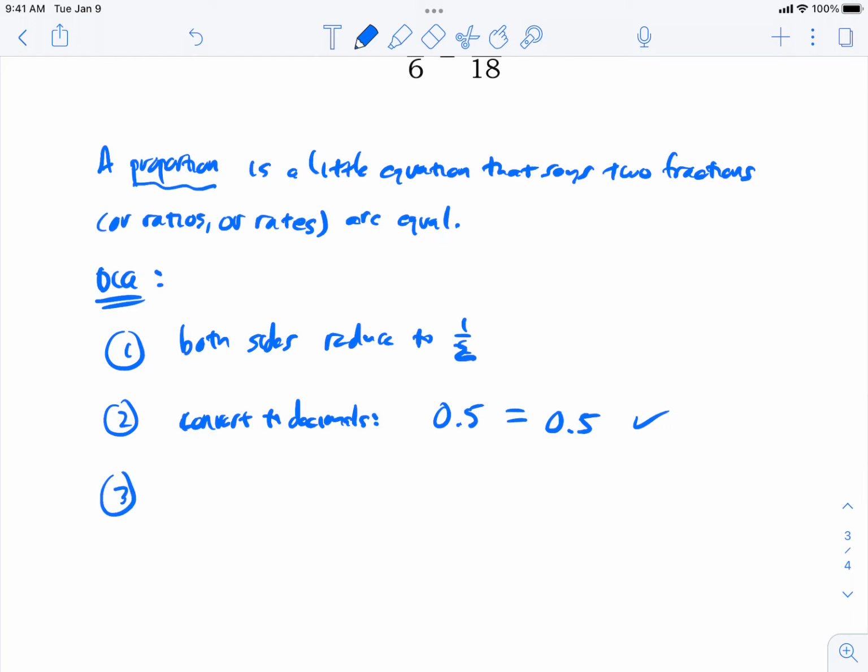A third diggable thing is the old stretch factor. I call it a stretch factor.